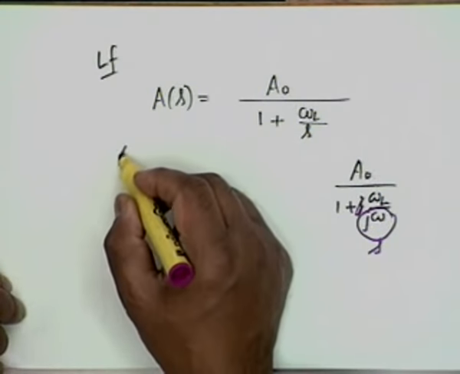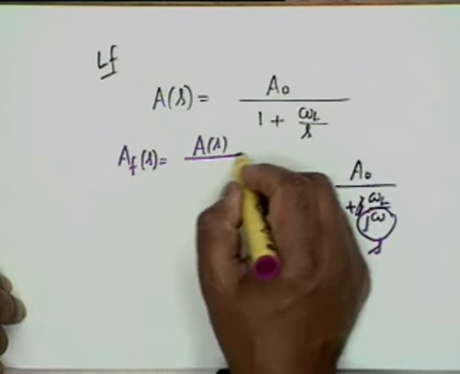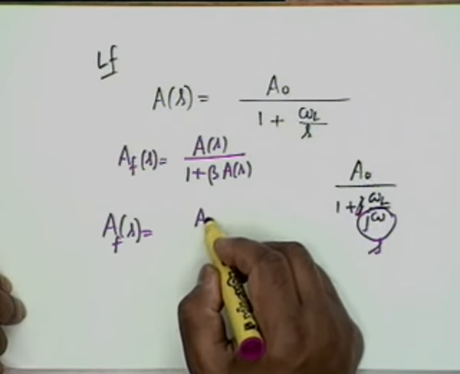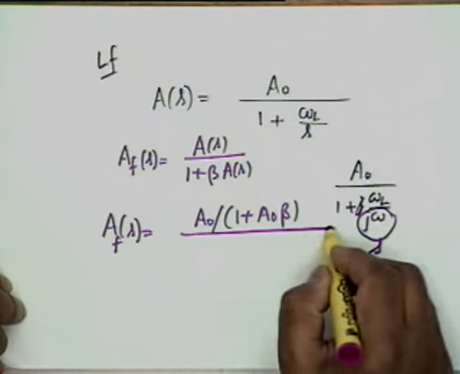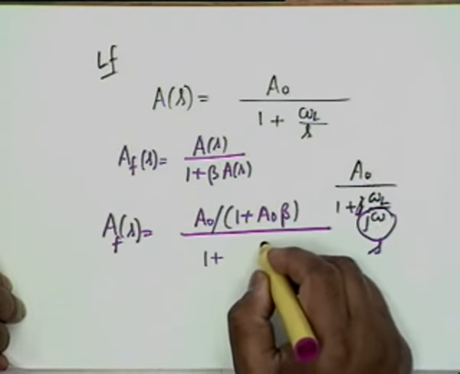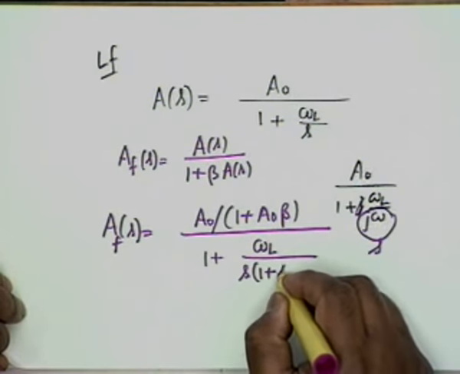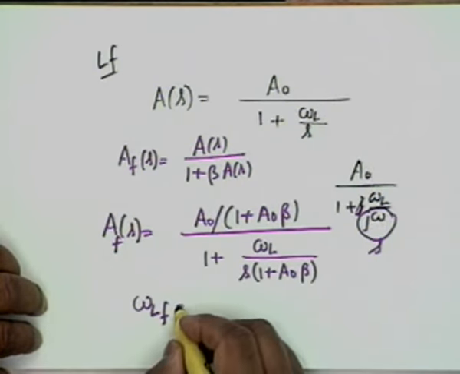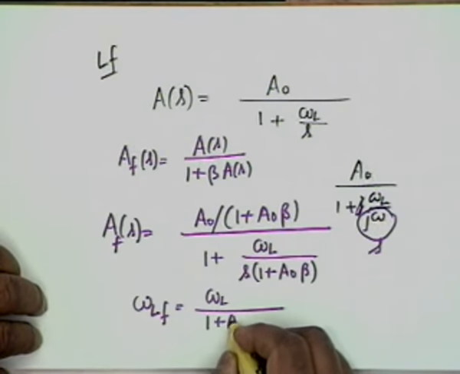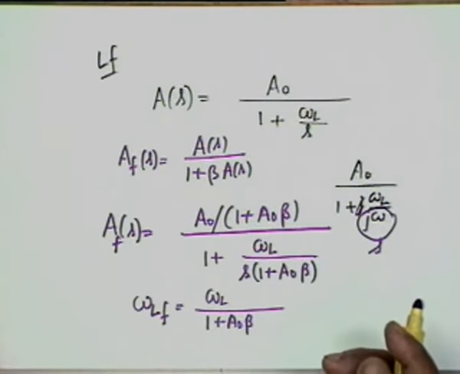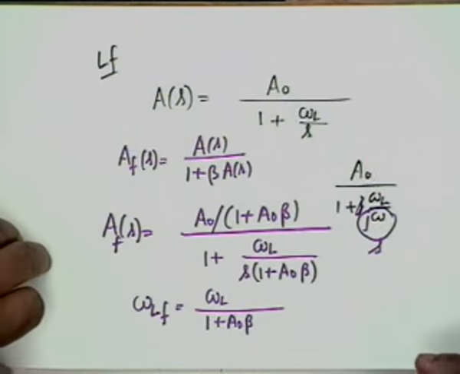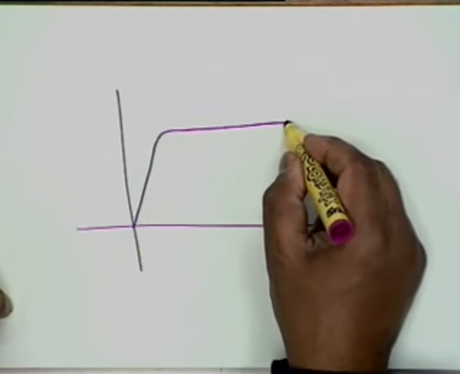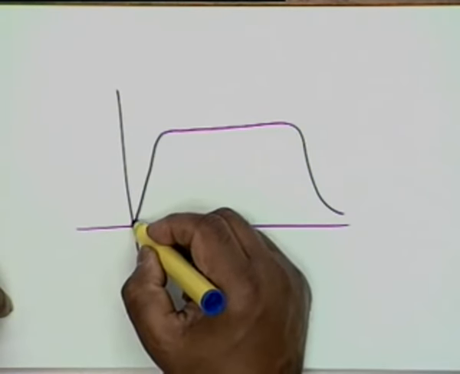It must be in the left half plane. Okay. So if I now substitute in this, AF of S is equal to A of S divided by 1 plus beta A of S, then you can very easily show that AF of S becomes equal to A0 divided by 1 plus A0 beta. As usual, the midband gain becomes this, and what we have is 1 plus omega L divided by S times 1 plus A0 beta, which means that omega L with feedback becomes equal to omega L divided by 1 plus A0 beta. So the low frequency 3 dB point decreases, which means that the total bandwidth increases. Okay. So if I have without feedback a gain curve like this, then with feedback it would be like this.